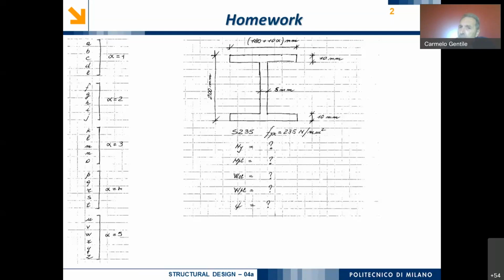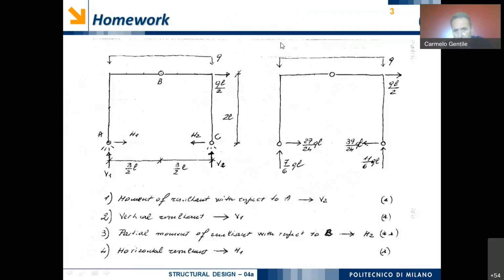I've seen from the answers in the chat that many of you have had some difficulty on this second exercise. Again, this exercise is different for everybody because the widths of the flanges are different in terms of this coefficient alpha. Okay, so let's move to the first exercise.